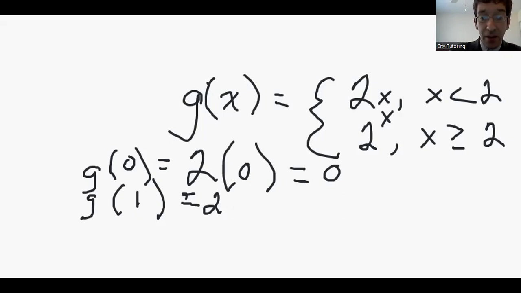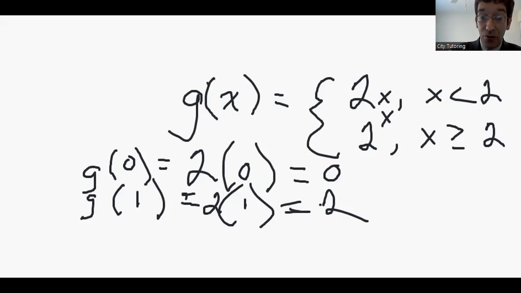These are just examples I'm drawing from. And then that's equal to 2. Okay? And then if we have g of 2, well, in that case, you have 2 squared. You can't use the 2x. You have to use 2 to the x, because at that point, the constraint is that if it's greater than or equal to 2, you're going to do 2 to the x.